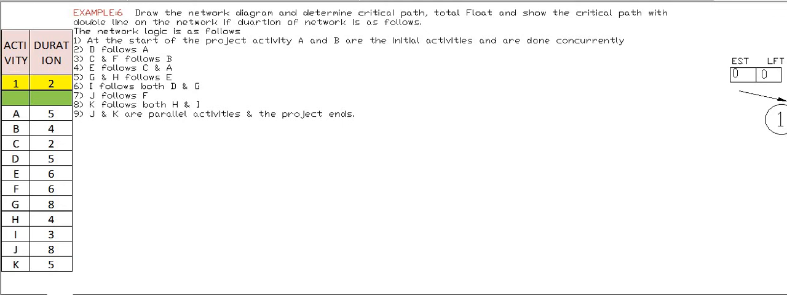Today we will start the lecture on construction management and law. In last lectures we have already discussed the various problems related with the critical path method. We have drawn the network diagram.